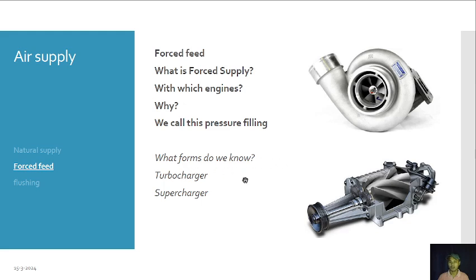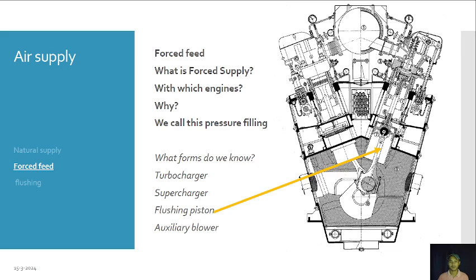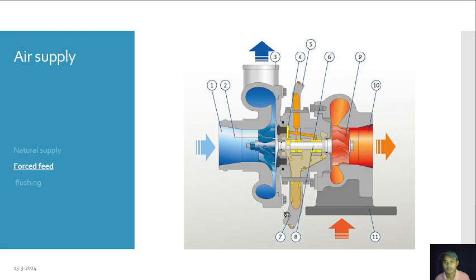So what forms do we know? We have the turbocharger and we have the supercharger. This one is the turbocharger, this one is the supercharger. We also have the flushing piston, and then we have the auxiliary blower.